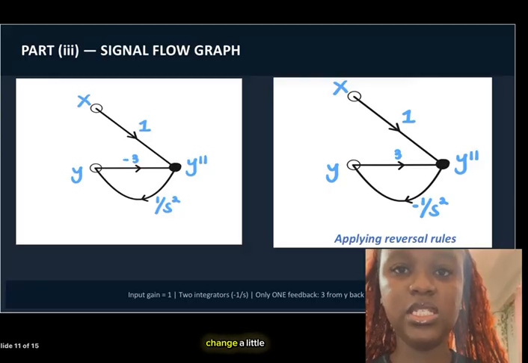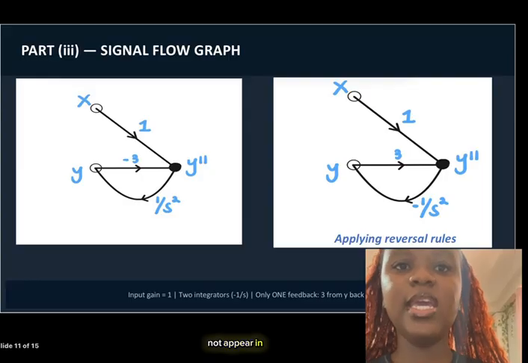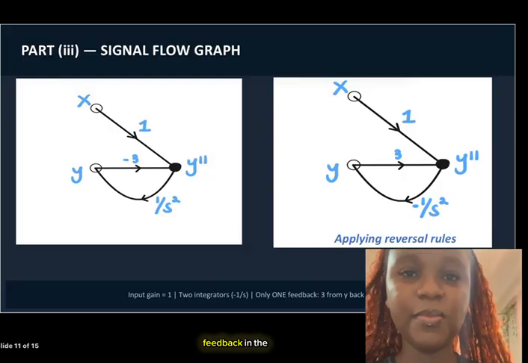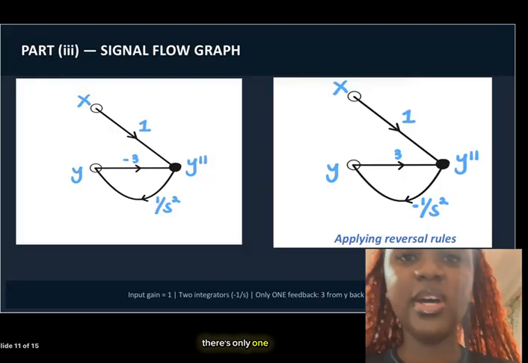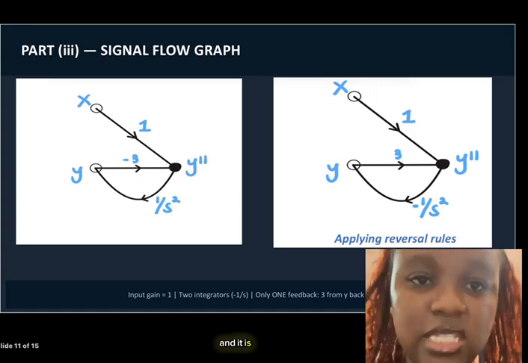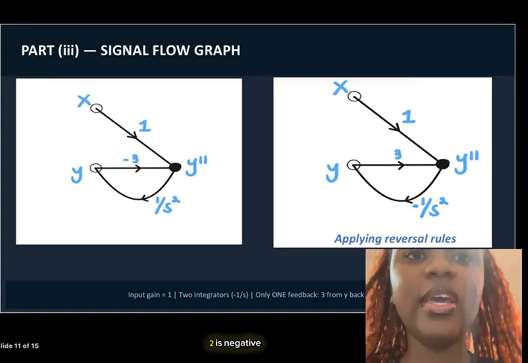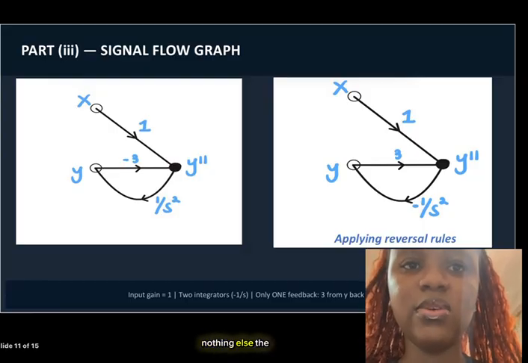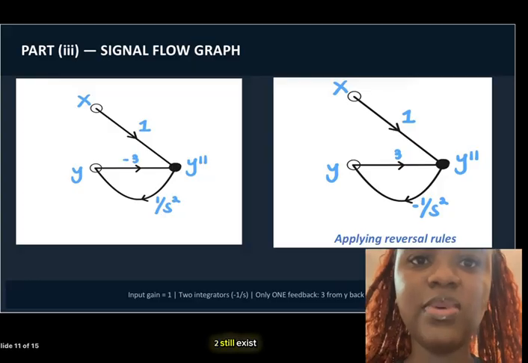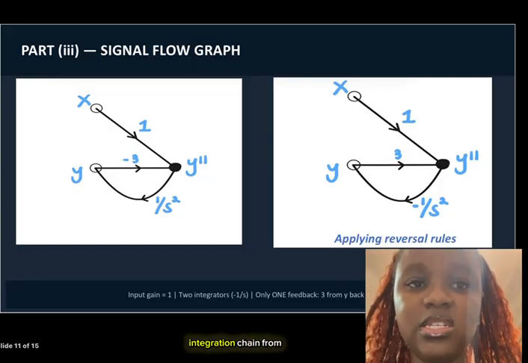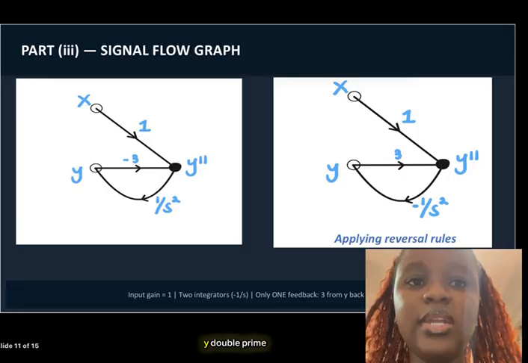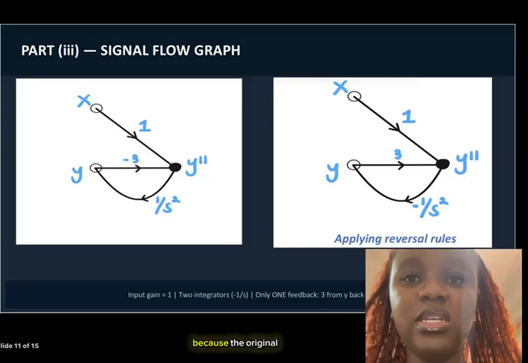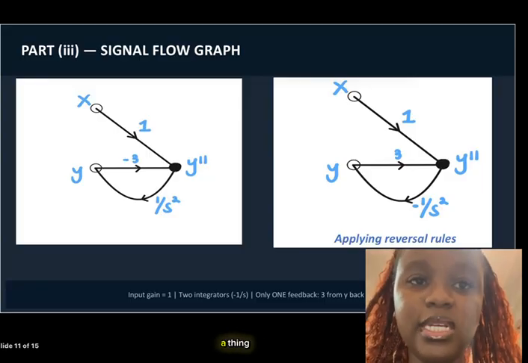But the feedback is where things change a little, because y prime does not appear in the original equation, and there's no feedback in the y prime node. There's only one feedback branch in this graph, and it is -3, from y back to y prime prime, and that's the only feedback, nothing else. The y prime node, that is x2, still exists. It must exist because it is part of the integration chain from y double prime down to y, but nothing feeds back from it because the original equation never used y prime as a term.